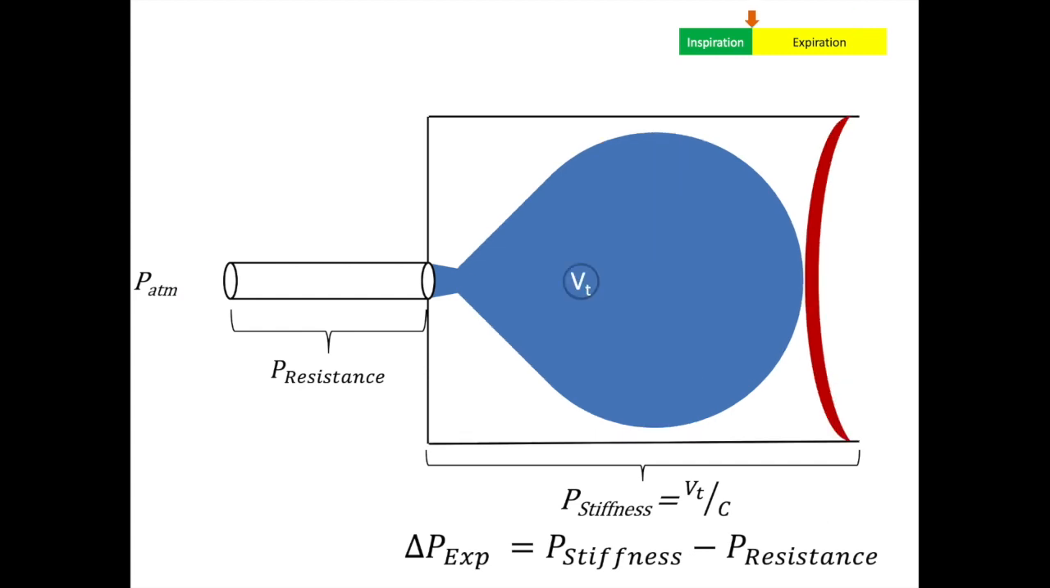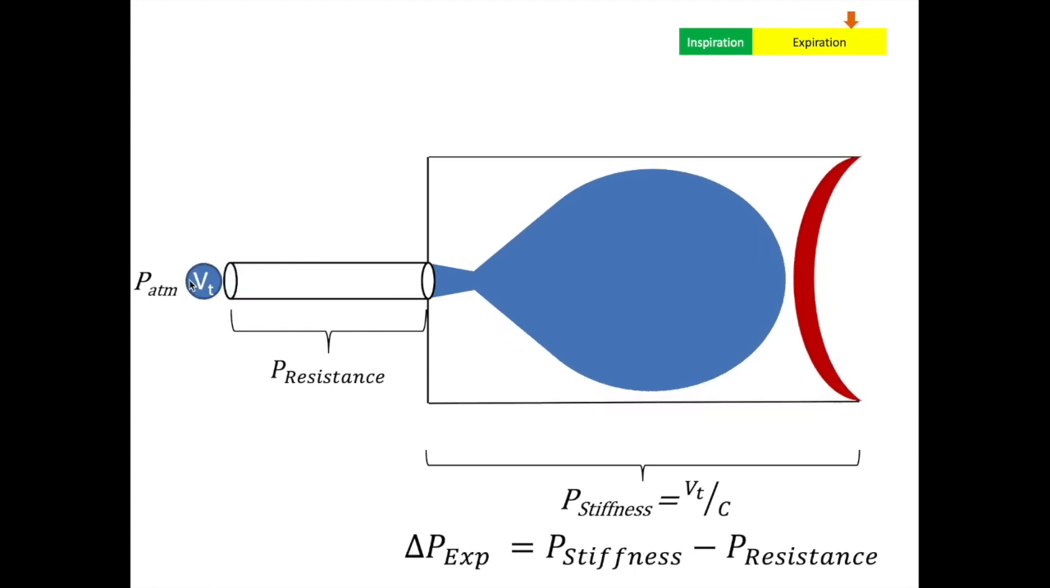I want to make a last point about expiration that can be kind of subtle and difficult, but it's important. So during inspiration, you got this tidal volume down into your lungs, you stretched out your lungs, stretched out your chest wall. That creates recoil, and that recoil creates a stiffness pressure that's enough to overcome the airway resistance and push that tidal volume down the airway out of the lungs, right?